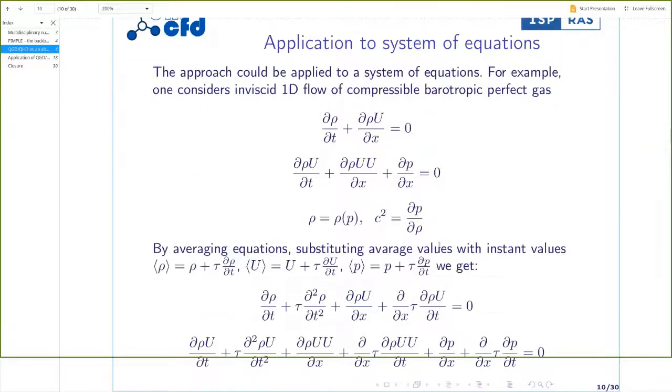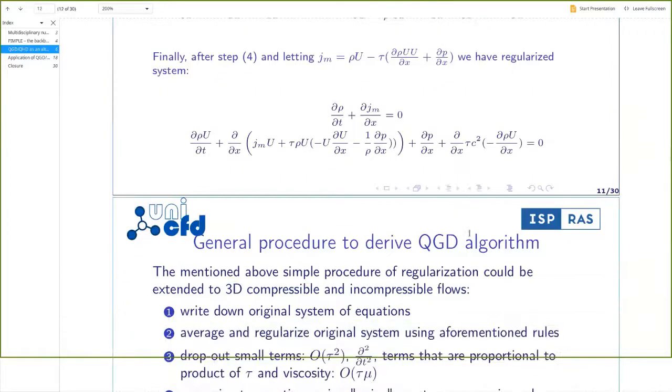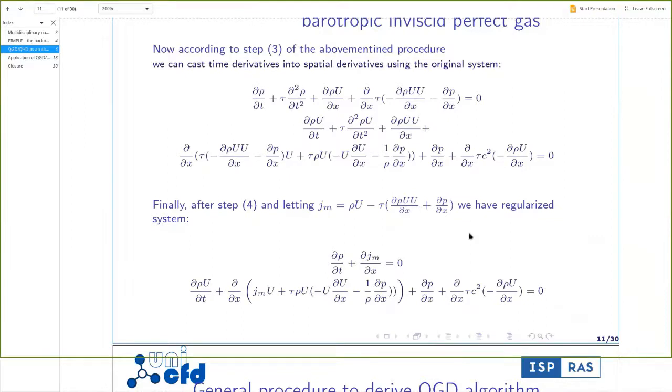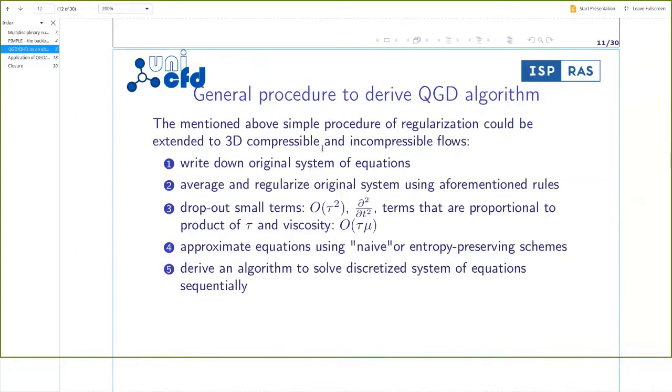In the same way, we can apply this regularization procedure, for example, to 1D barotropic compressible gas flow. Here we can see the system of equations, and after these steps, we come to a regularized system of equations, which looks maybe a little more complex, but at the same time, this system of equations can be approximated with one and the same interpolation scheme, I mean the linear interpolation scheme. So approximation becomes much easier. On this slide, I put again the basic steps to derive the regularized system of equations.